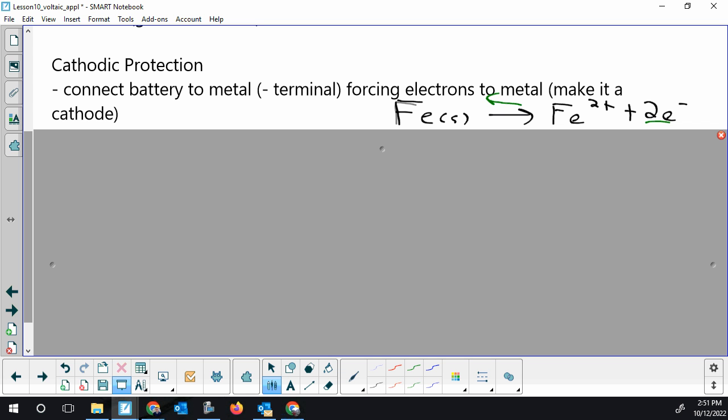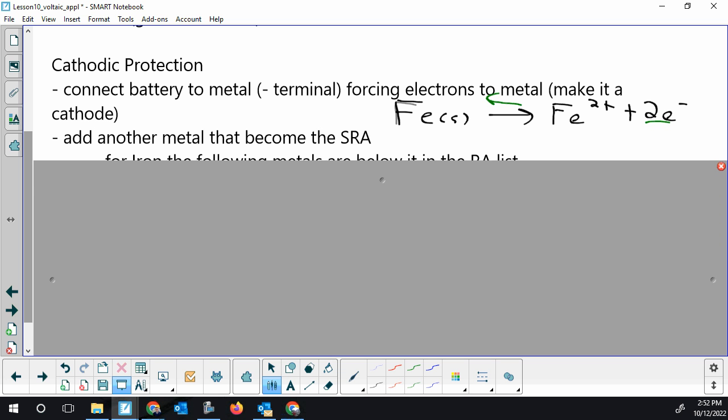So the negative terminal of a battery will prevent the loss of electrons by forcing a gain. It won't let it lose and be the anode. It'll keep trying to have them gain, and it'll be the cathode, cathodic protection. Now, you better be a good engineer. If you are a bad engineer and you hook the wires up backwards and you put the positive terminal to the metal, you rip electrons away and you destroy it very, very quickly. And you'd be fired very, very quickly. So it's got to be that negative terminal forcing electrons to it.